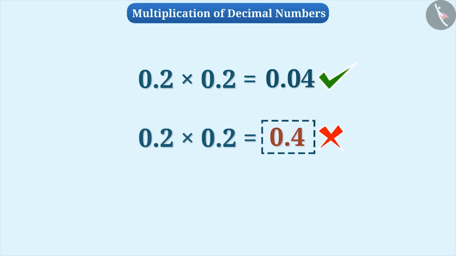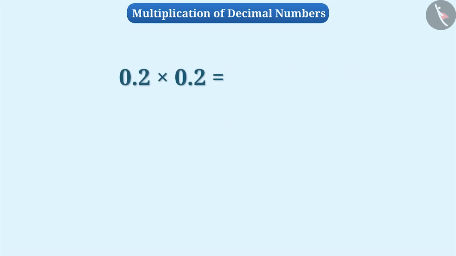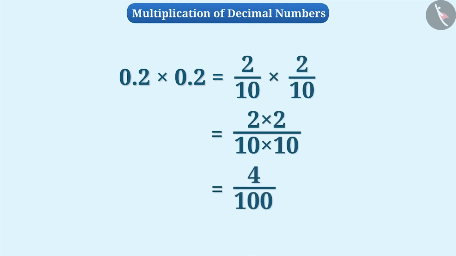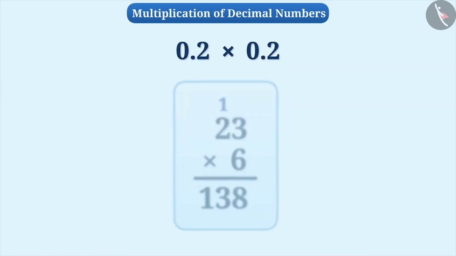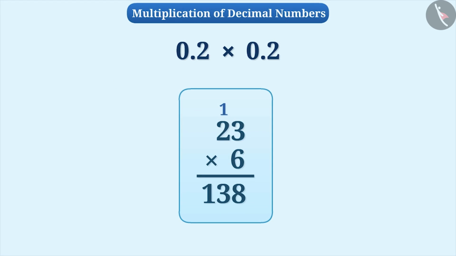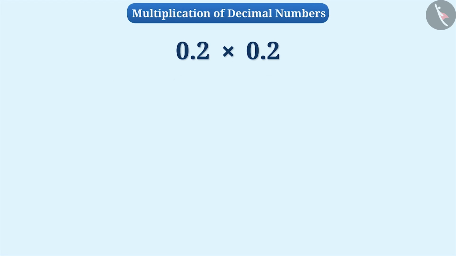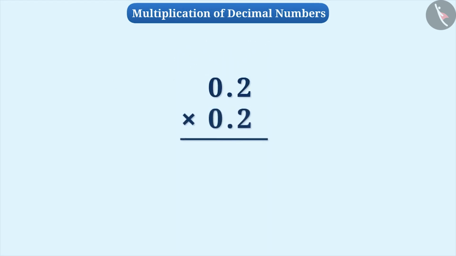In this way, we have obtained a method for multiplication of two decimal numbers where we represent the decimal numbers in the form of fractions and then multiply them and represent the answer in decimal form. That means 0.2 multiplied by 0.2 is equal to 0.04. Multiplication of two decimal numbers is similar to multiplication of whole numbers.